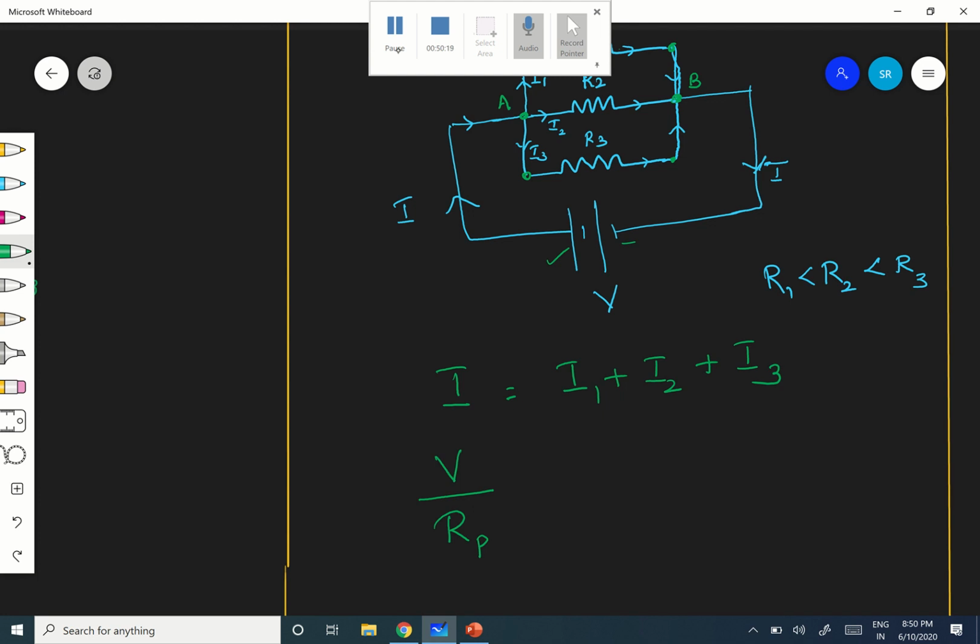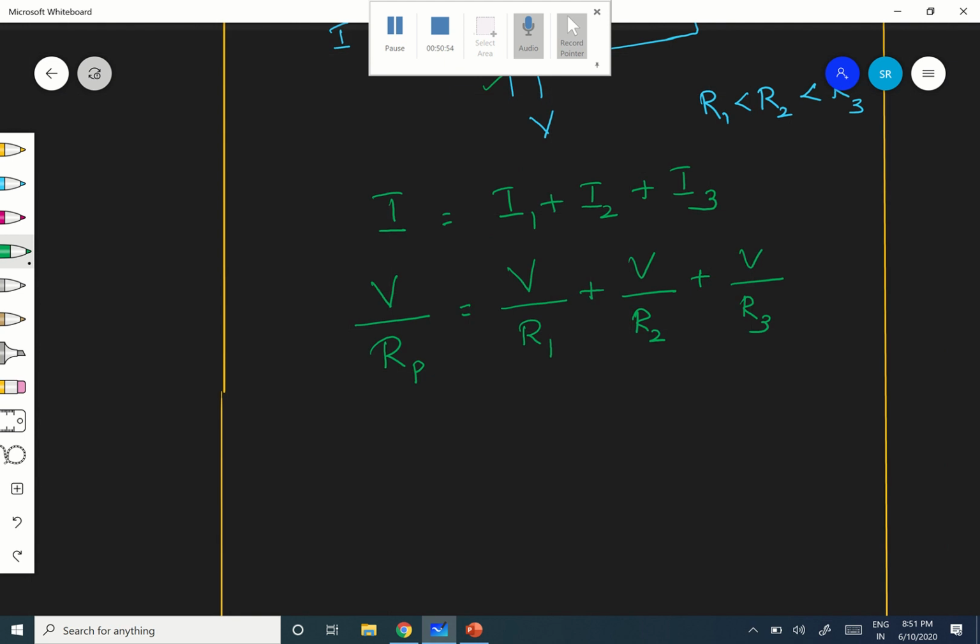Therefore, I can say this as equal to the potential drop V across R1 divided by R1, which is the current I1 through R1. The potential drop across R1, R2, R3 is the same, V. Therefore, V divided by R1, then V divided by R2, and third, V divided by R3.